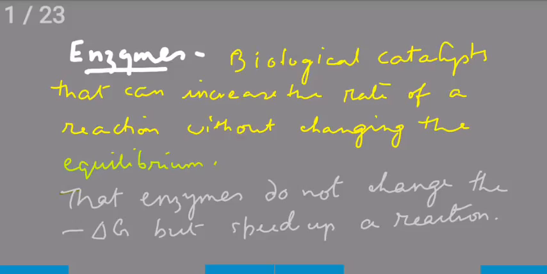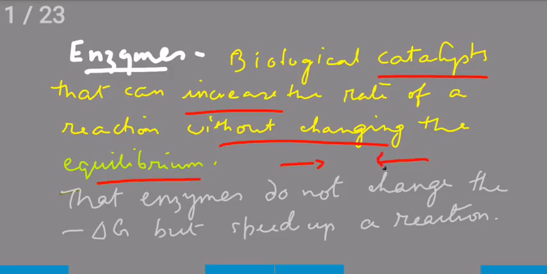So today's topic of discussion is enzymes. Enzymes are biological catalysts that can increase the rate of a reaction without changing the equilibrium. That means they increase the rate of the forward reaction as well as the rate of the backward reaction, but the equilibrium is not changed. Enzymes do not change the delta G value of the reaction. The delta G, which was without the enzyme, remains the same even after the activity of the enzyme. It just increases the rate of the reaction.